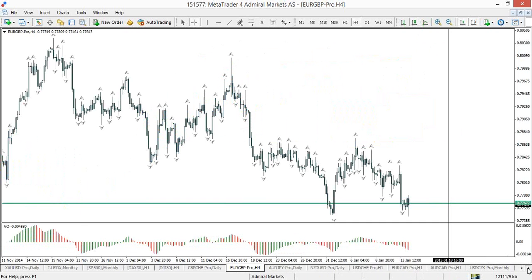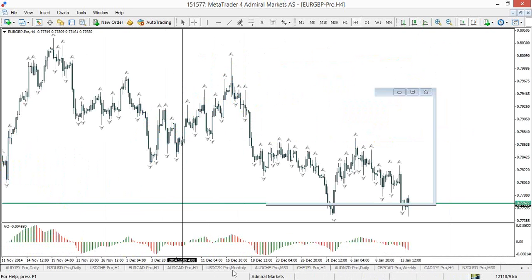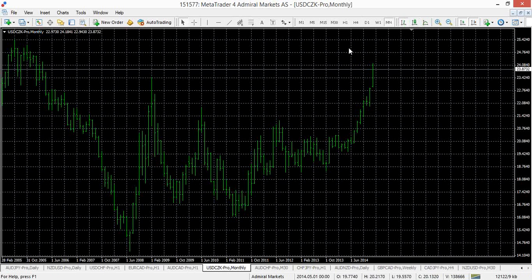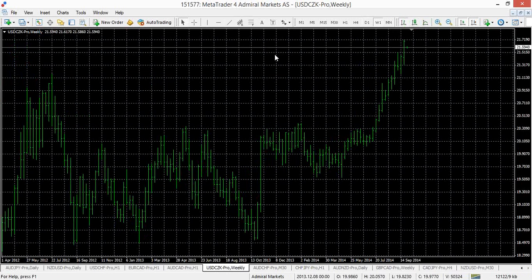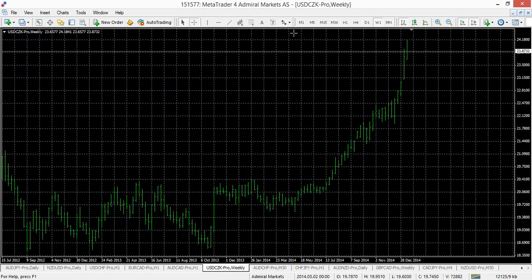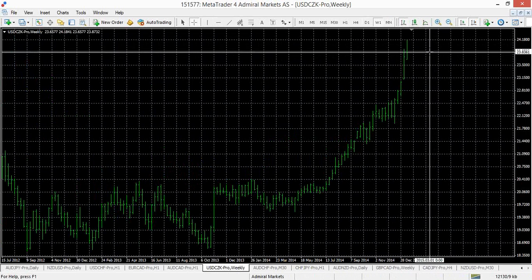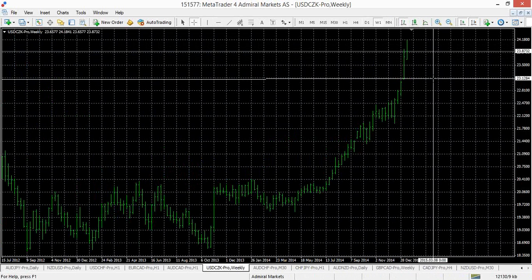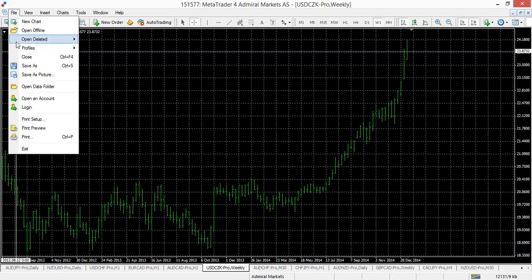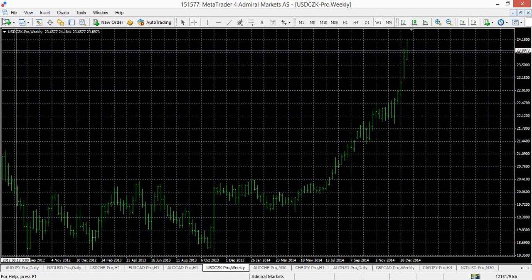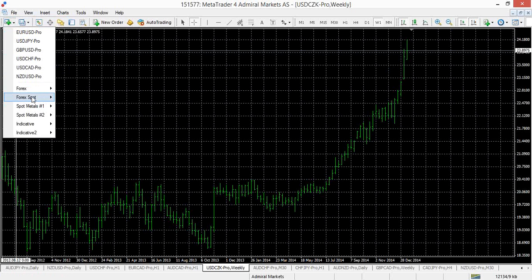What else can we look at? Euro Swissy. We could take a quick look. Let's see. Where is it? I don't think I have it open. I was just looking at the dollar Swiss crown, dollar Czech crown. Sorry. Let me open the Euro Swissy. One second.